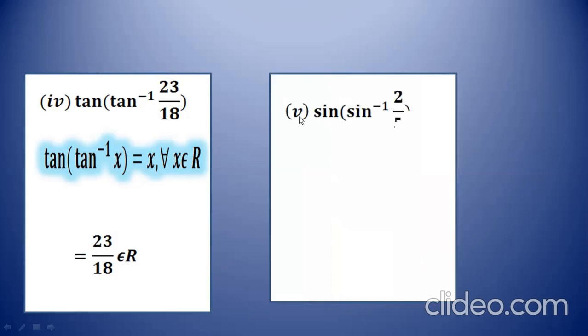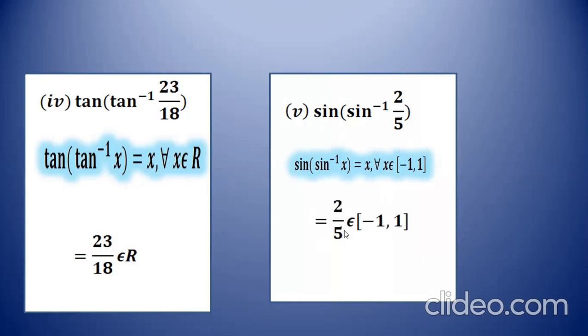Next question, fifth part. Sine of sine inverse 2 upon 5. To find the value of this, apply the property: sine of sine inverse x is equal to x for all x belonging to the closed interval minus 1 and 1. So we can say this is equal to 2 upon 5, because 2 upon 5 lies between minus 1 and 1. So that is the value of sine of sine inverse 2 upon 5.